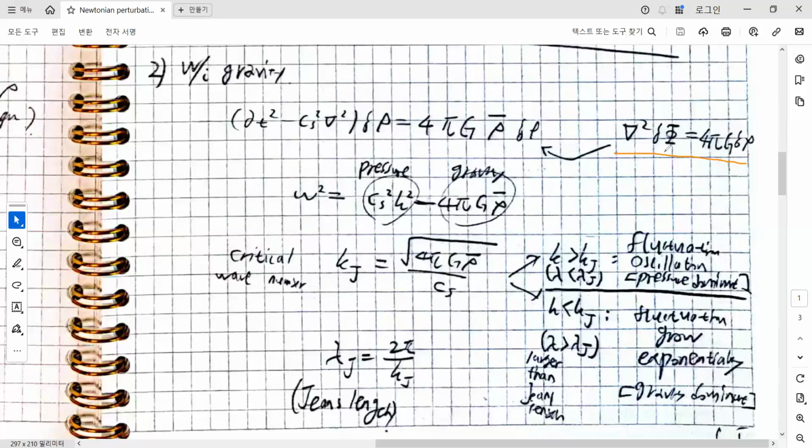There's a first linear order. So the left-hand side is given by the gravitational potential. And second, the right-hand side is given by the density fluctuation, delta rho. Originally, the equation of motion has only one over rho times the gradient of the pressure and the gradient of the gravitational potential.